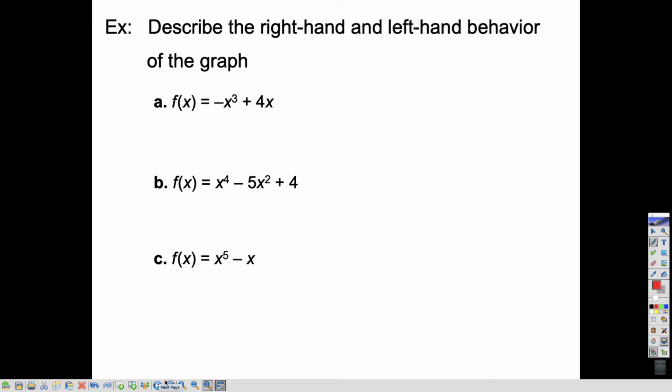Okay, so I have negative x cubed. Am I odd or even? Odd. So everybody show me what an odd graph looks like with your hands. I didn't say which one, right? It's like this. Okay, so it's odd and it's negative. So it's going to end in what direction? Down. So it had to start what? Up.